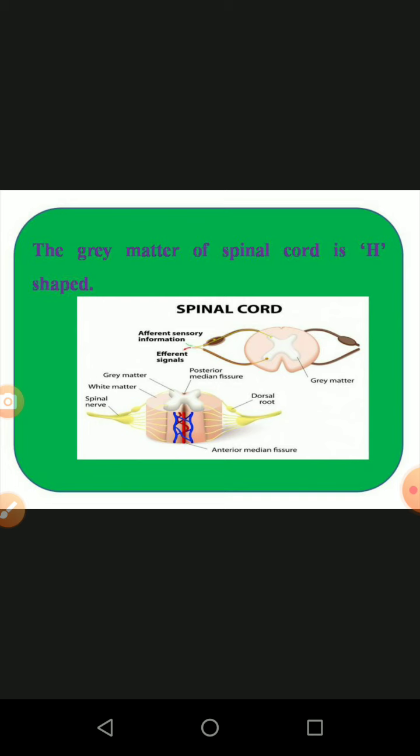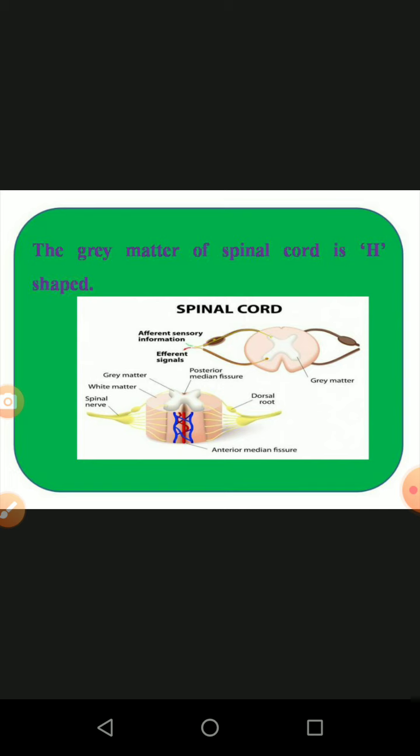The gray matter of the spinal cord is H shaped, as we have seen before. Here we see the dorsal root and the spinal nerve, the dorsal root and ventral root, the gray matter and white matter. The white matter is on the outer surface and the gray matter is on the inner surface. This is the posterior region. The dorsal root and ventral root are available on both sides of the spinal cord. The anterior median fissure is on the inner side, in the middle of the spinal cord.